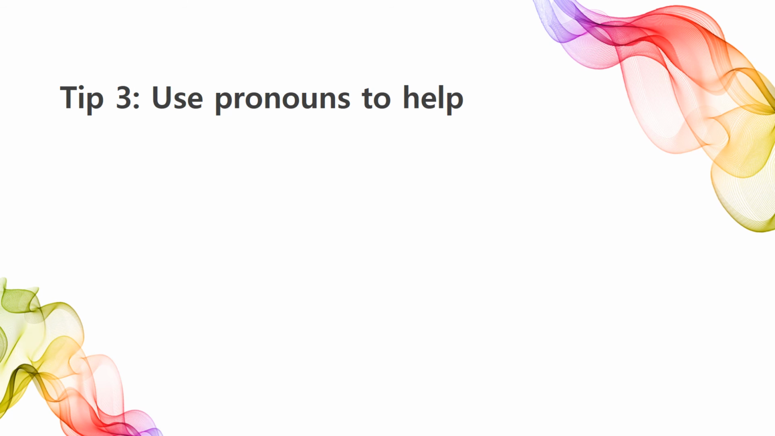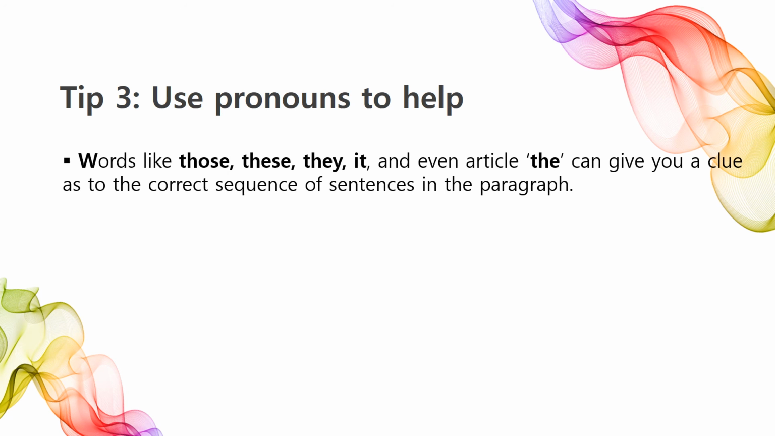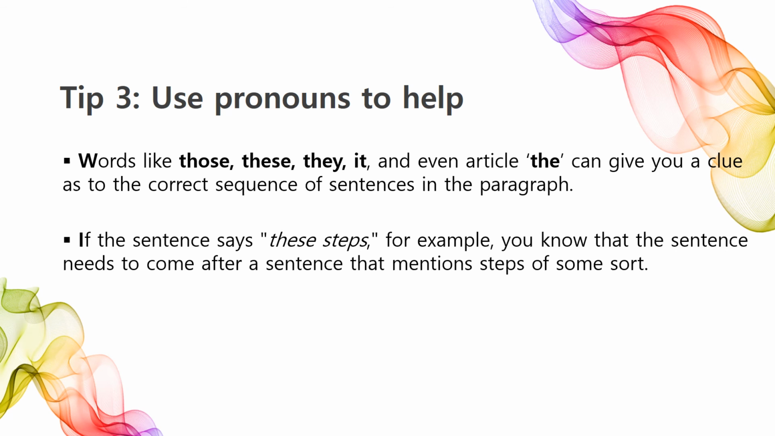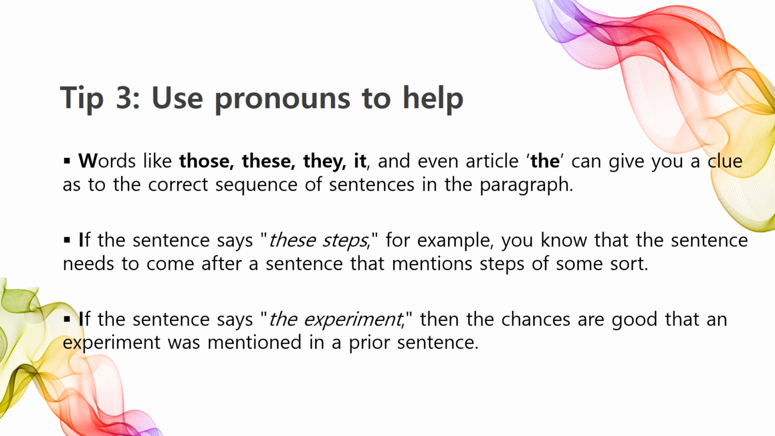Tip number 3 is to use pronouns to help. Words like those, these, they, it, and even the article the can give you a clue as to the correct sequence of sentences in the paragraph. If the sentence says these steps, for example, you know that the sentence needs to come after a sentence that mentions steps of some sort. If the sentence says the experiment, then the chances are good that an experiment was mentioned in a prior sentence.